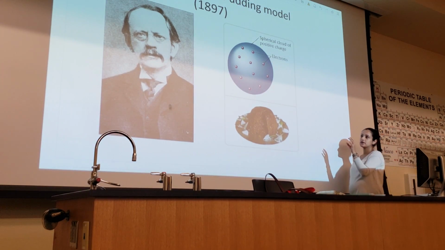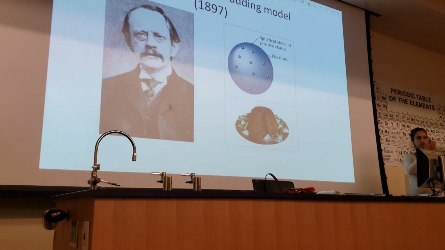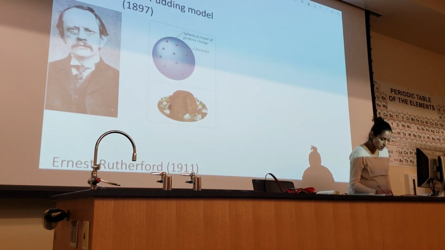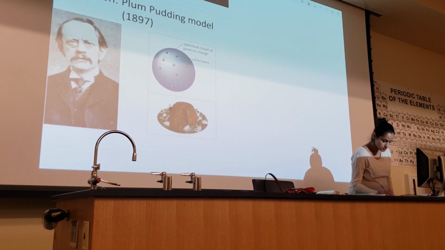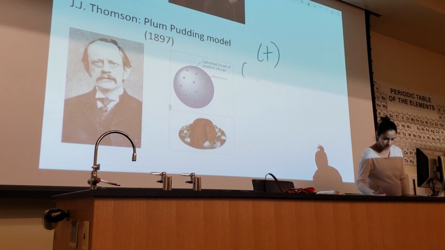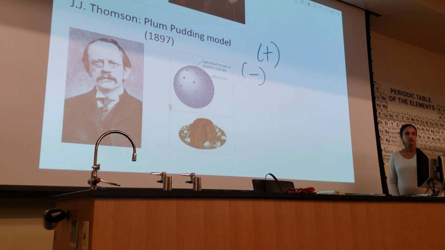He also figured out that that particle was always attracted to a positive charge. So if it's attracted to something positive, what charge does it have? Negative. Yeah, it was negative. So he called these electrons.